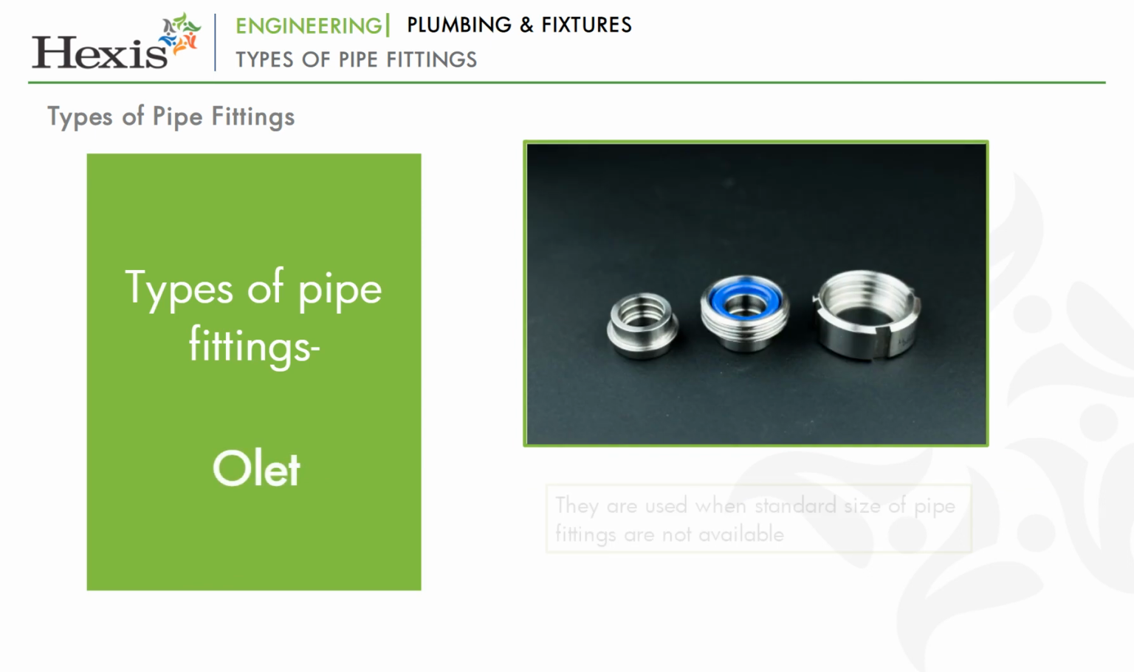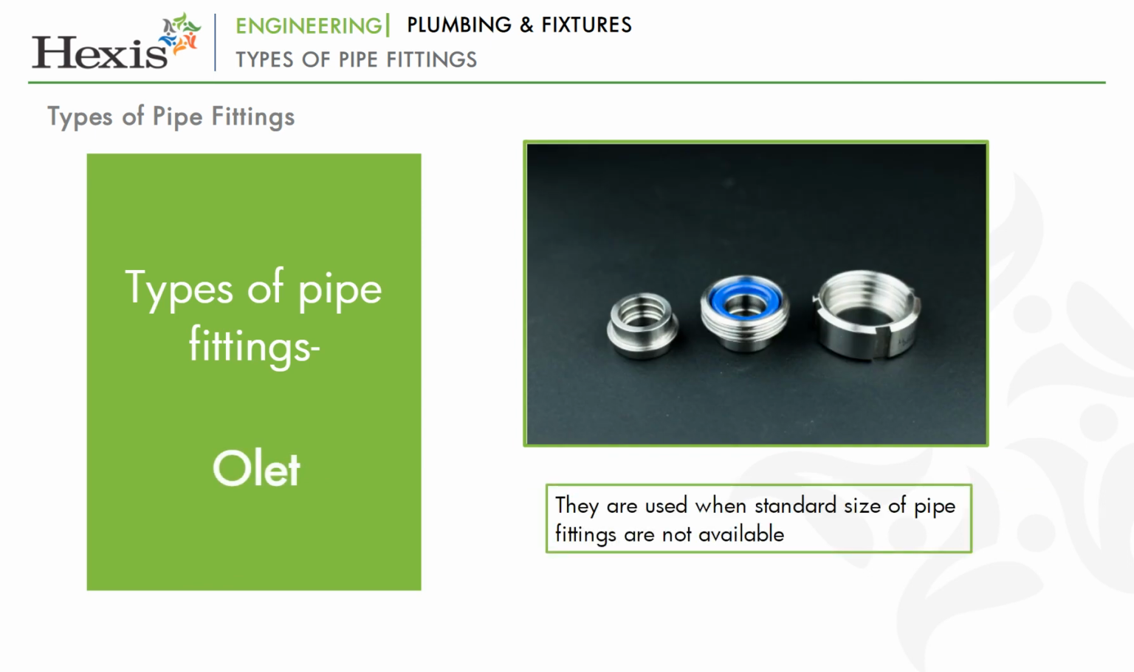Eyelet. These are used when the standard size of pipe fittings is not available or not suitable for the requirement. For example, the inlet pipe may be larger than the outlet pipe in T sections. Eyelets are of many types.